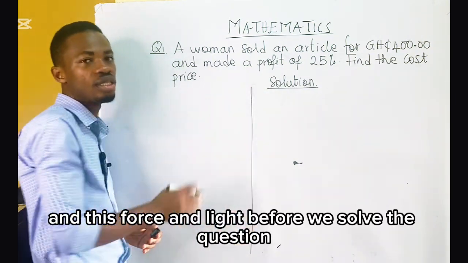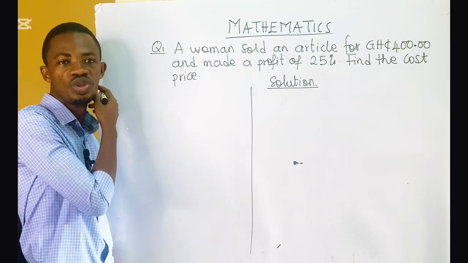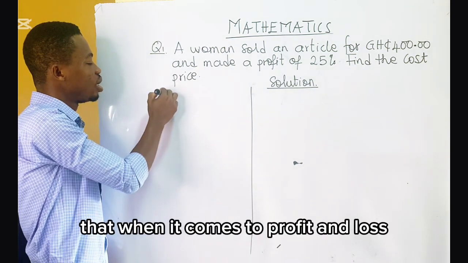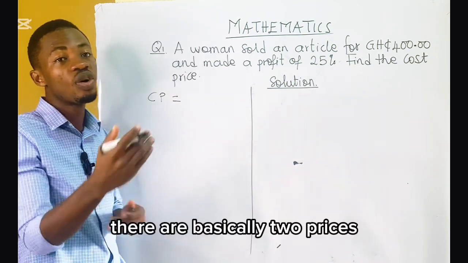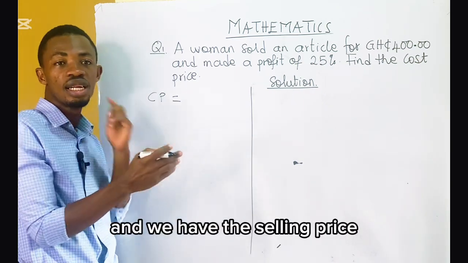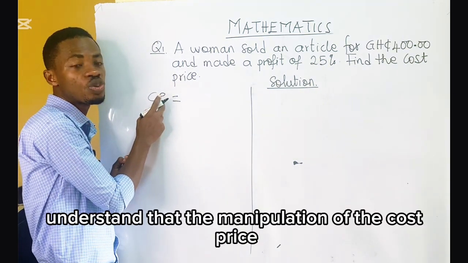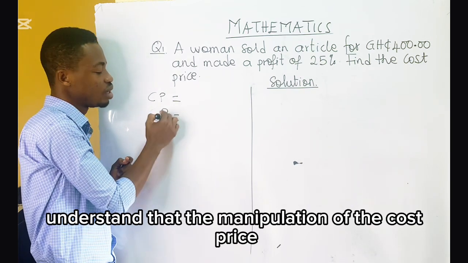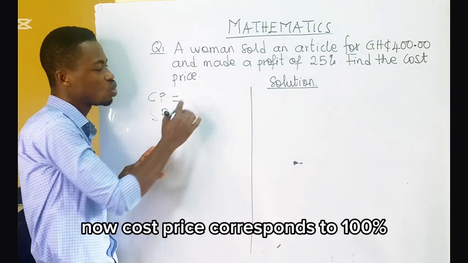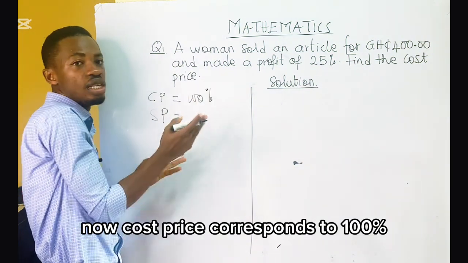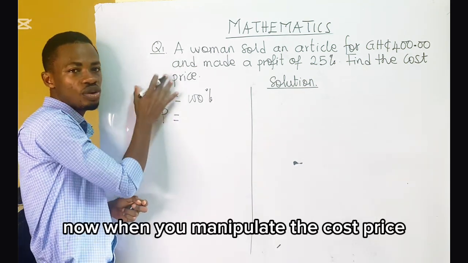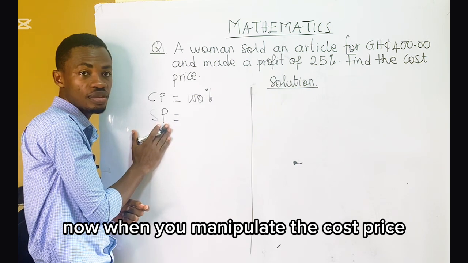Before we solve the question, there is a basic concept I would want you to have. When it comes to profit and loss, there are basically two prices. We have the cost price, which is the basic price, and we have the selling price. Understand that the manipulation of the cost price will always give you the selling price. Now, cost price corresponds to 100%. 100 is the basic value for percentage. Now, when you manipulate the cost price, you obtain the selling price.